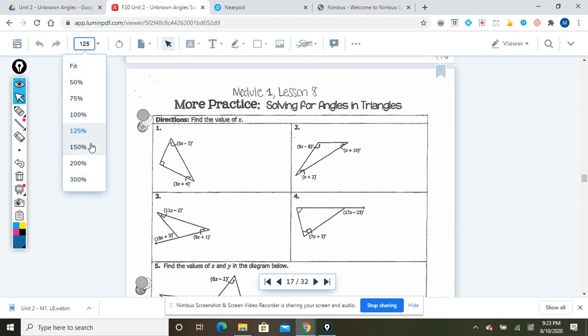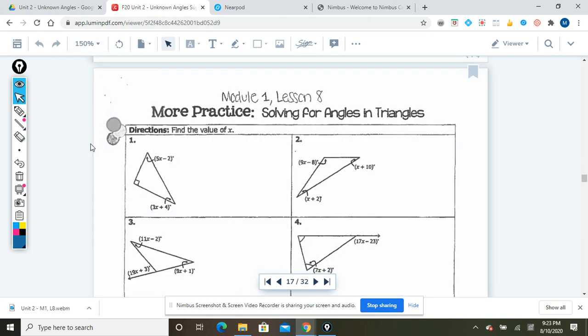Okay, guys, going over the lesson 8 homework. I'm going to do the first page and then I'll do the ones that were additional for honors.